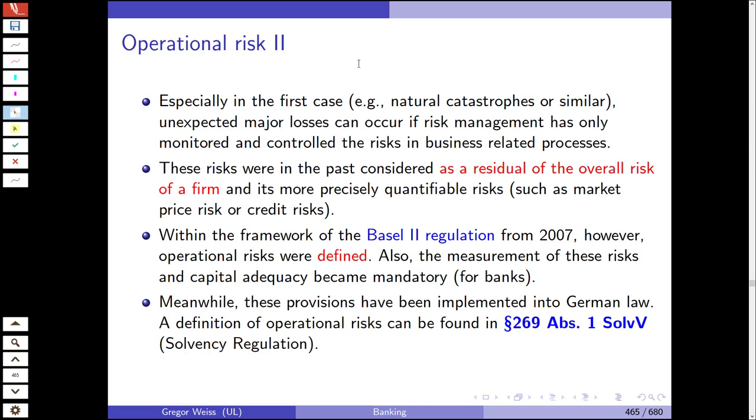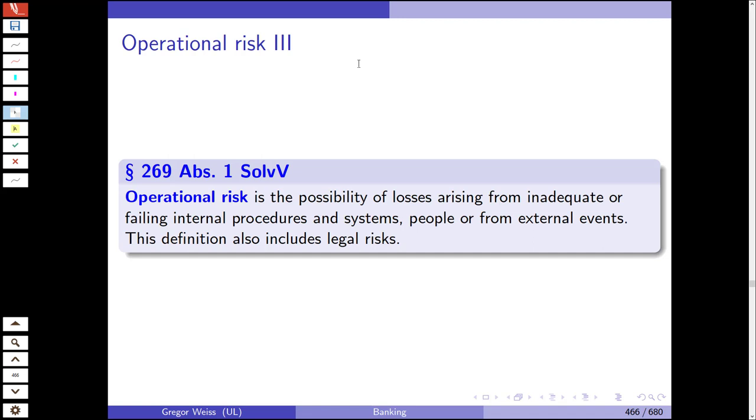The definition can actually be found in German law in paragraph 269 of the Solvency Regulation, Solvabilitätsverordnung. This is the English translation. Operational risk is the possibility of losses arising from inadequate internal procedures, failing internal procedures and systems, people, external events, and it also includes legal risk. So what we see is we have catastrophes, floodings, a tsunami is an external event. We have employees stealing from the bank, people failing in internal procedures and systems, that's the rogue trader, but it could also be the IT system. If we have a complete shutdown of the IT system, that's also operational risk.